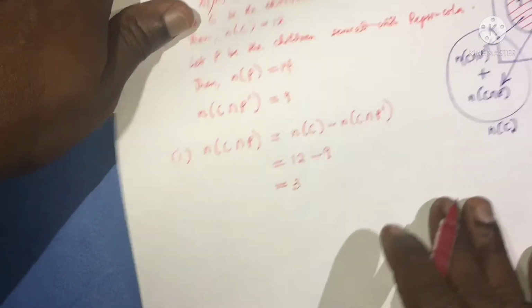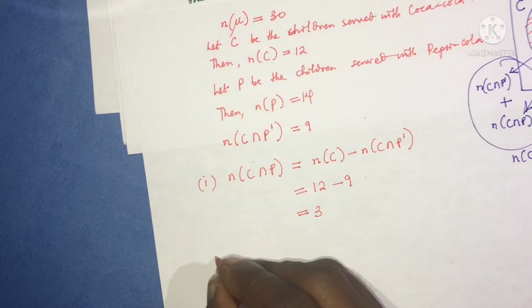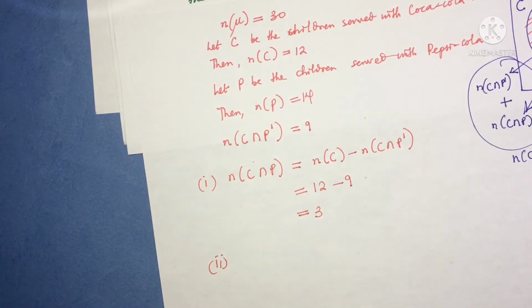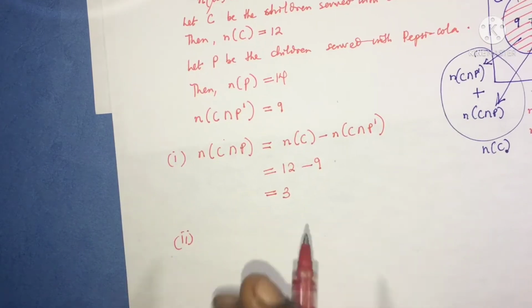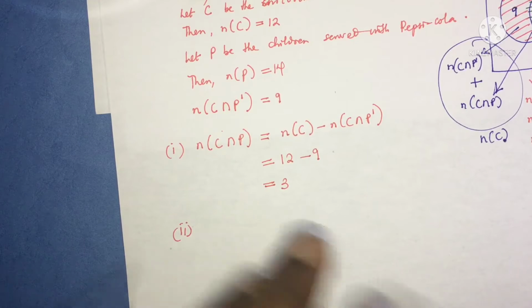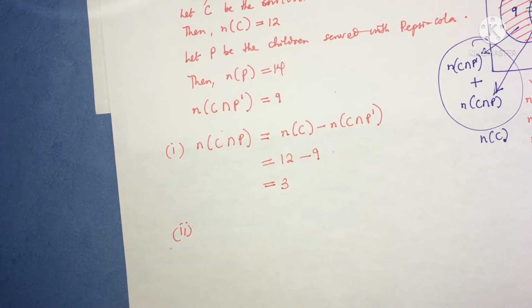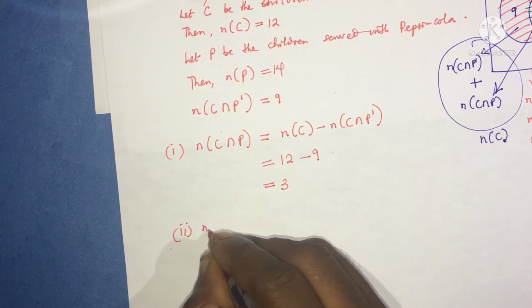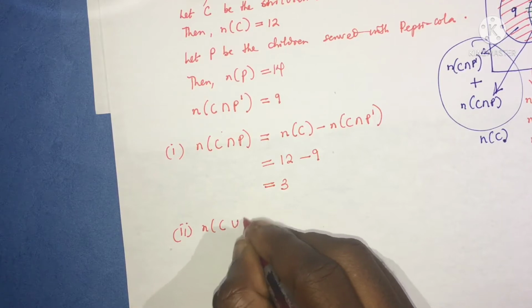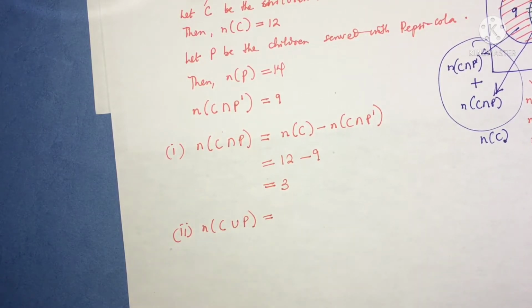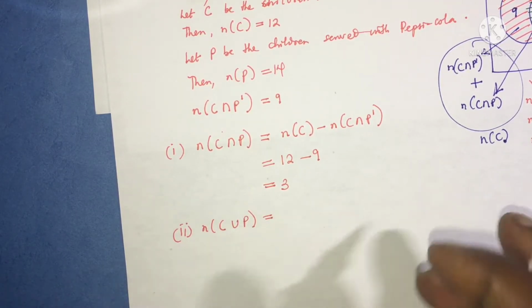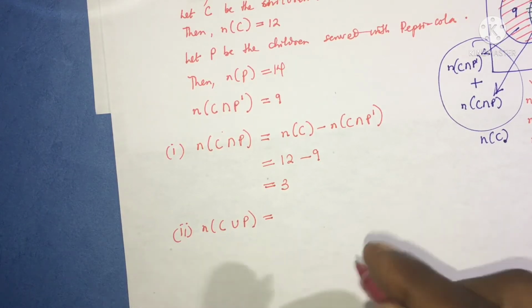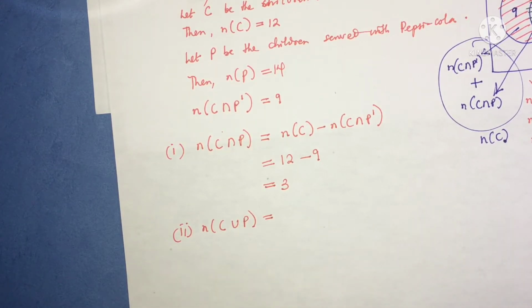Okay? Now for question 2, we are asked to find the number of children served with at least one type of drink. Now take note, in my video on set theory, I told you that the statement "at least one" means one or more, and in set theory it means the union of the two sets. So it means we are asked to find the cardinality of C union P. That's what it means by at least one, that is, those who drank one or more.